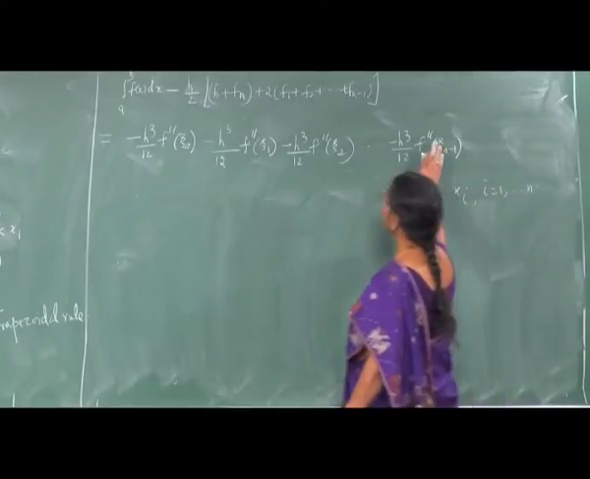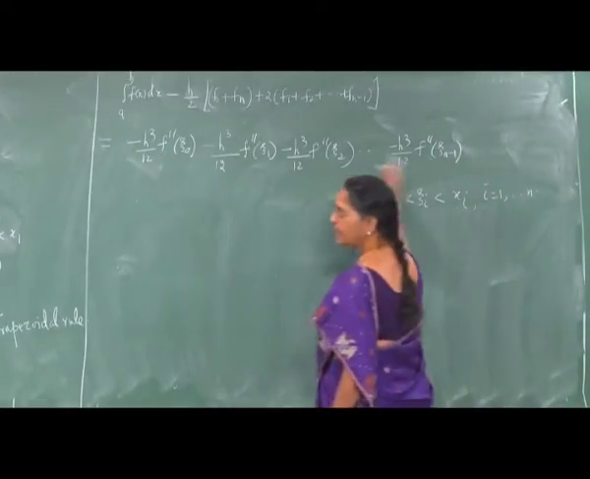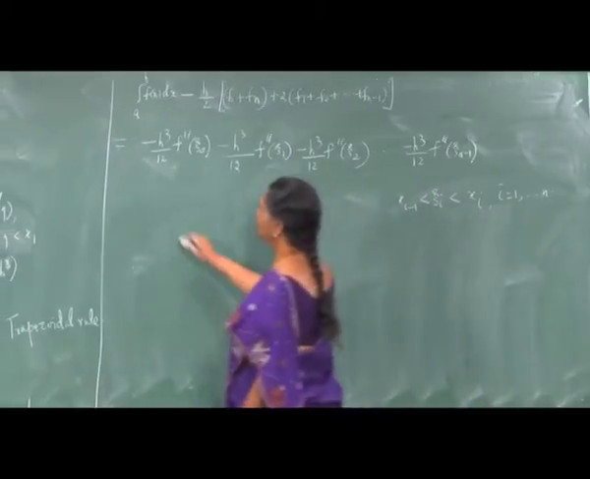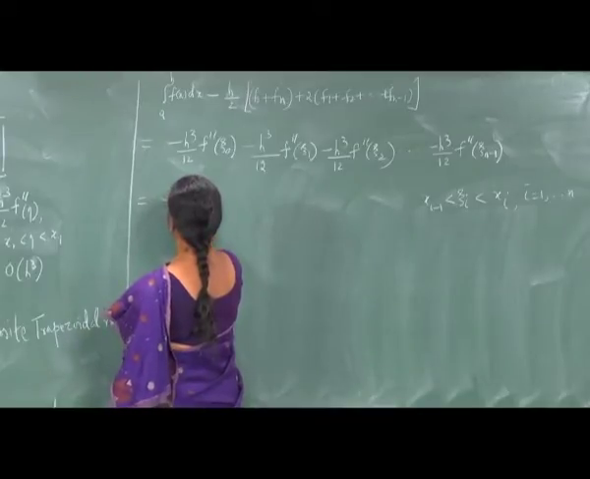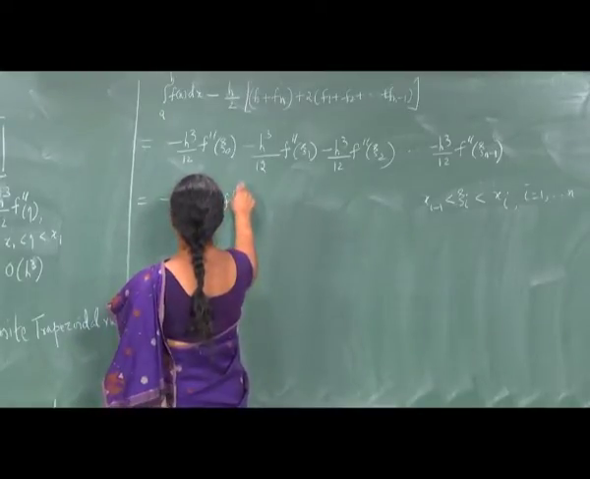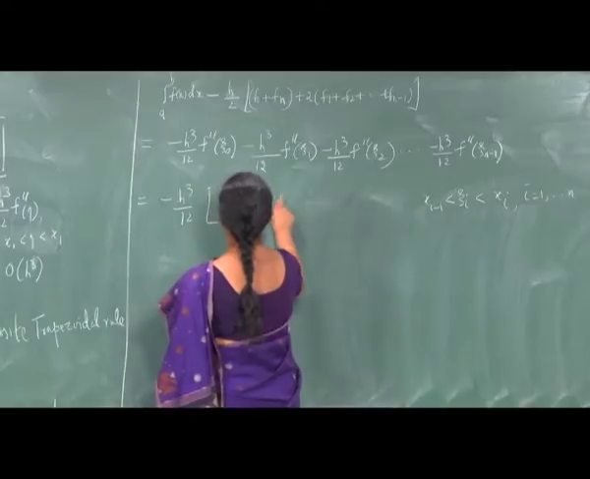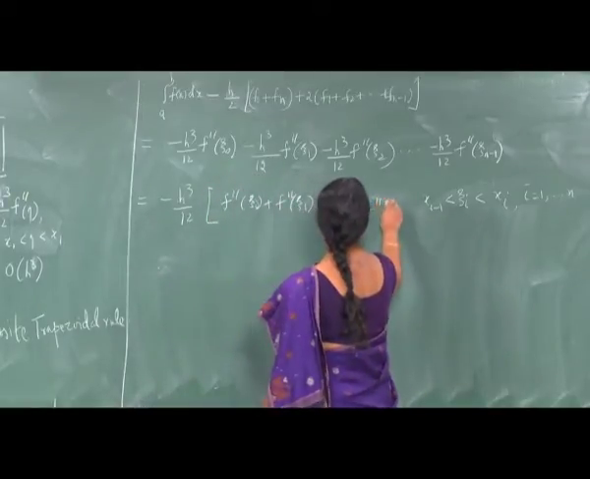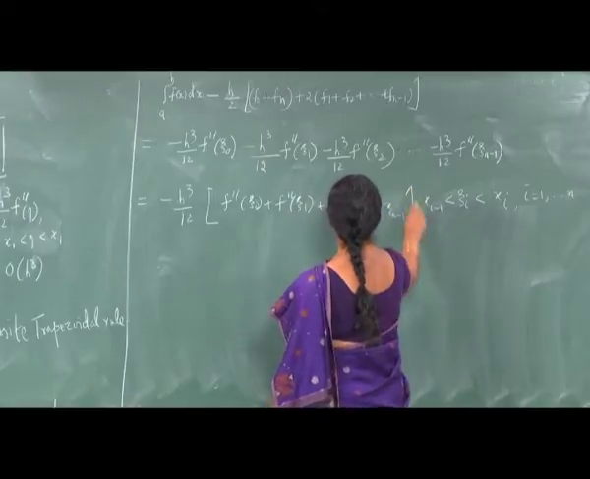So, this is the total error that is incurred in the composite trapezoidal rule. That is minus h cubed by 12 into f double dashed at psi naught plus f double dashed at psi 1 plus etcetera plus f double dashed at psi n minus 1.